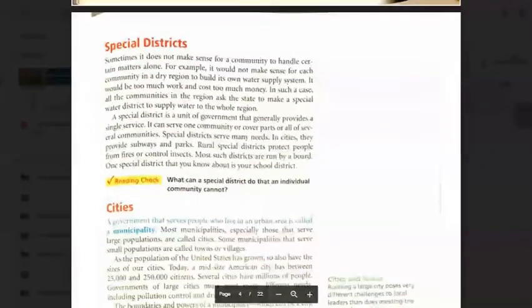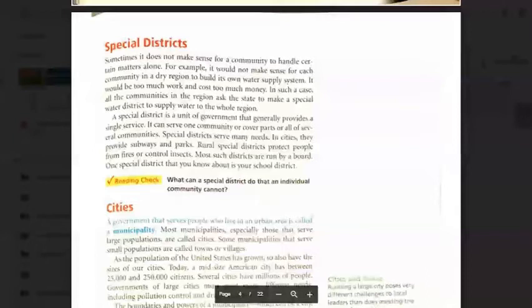Special districts. Sometimes it does not make sense for a community to handle certain matters alone. For example, it would not make sense for each community in a dry region to build its own water supply system. It would be too much work and cost too much money. In such a case, all the communities in the region ask the state to make a special water district to supply water to the whole region.